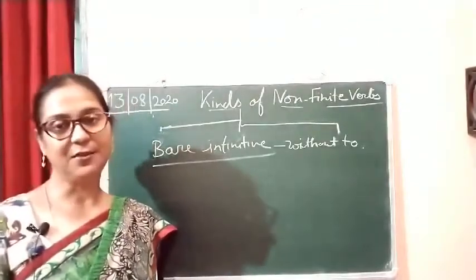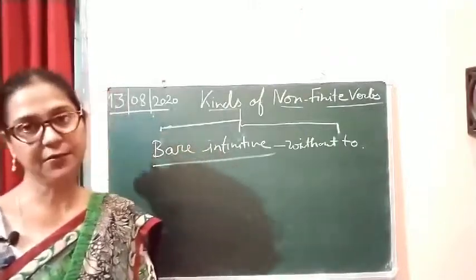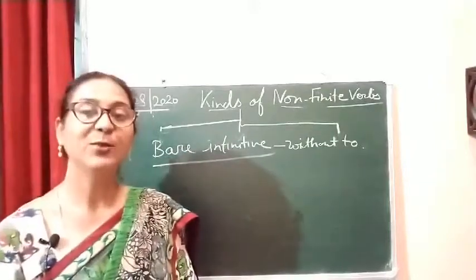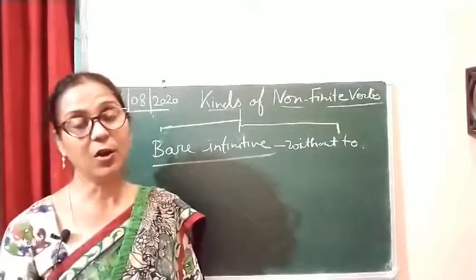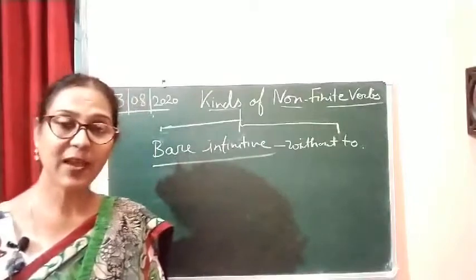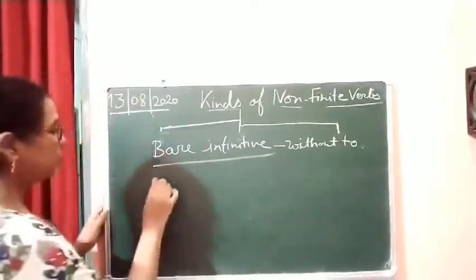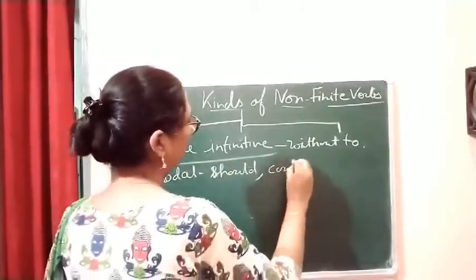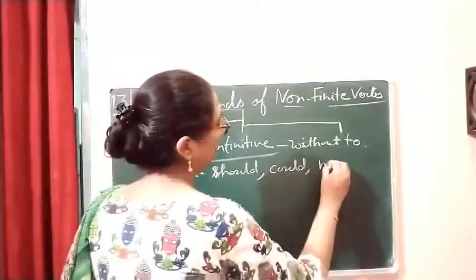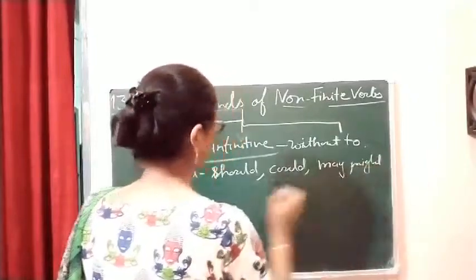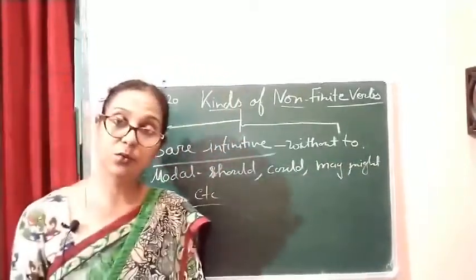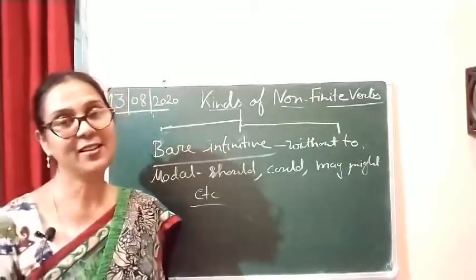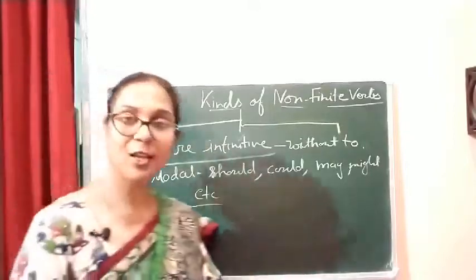Now in infinitives we have one more thing left, that is bare infinitives. Bare infinitives are those in which we are not supposed to use to. Before or after a modal we are not supposed to use to. So that is why they are called without to. Modals such as shall, should, can, could, may, might, etc. Before these modals we are not supposed to write to. So this type of infinitive is called a bare infinitive. Now after that, we are going to solve exercises which are based on non-finites.